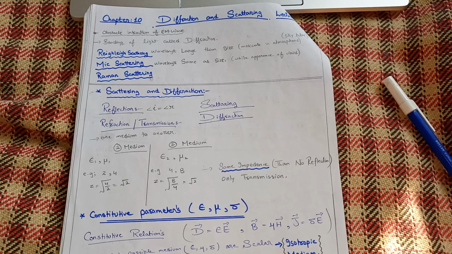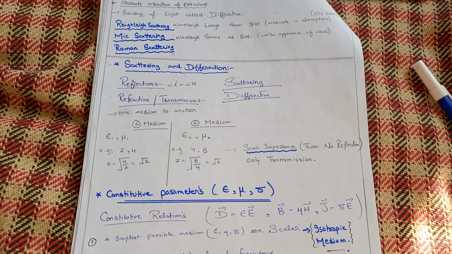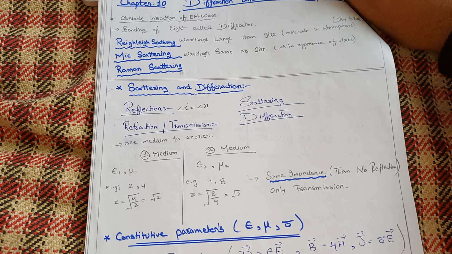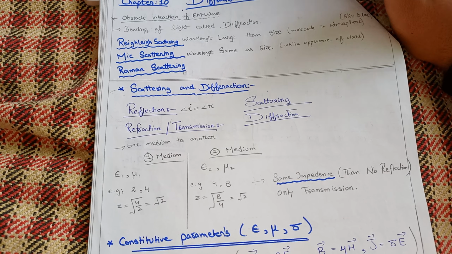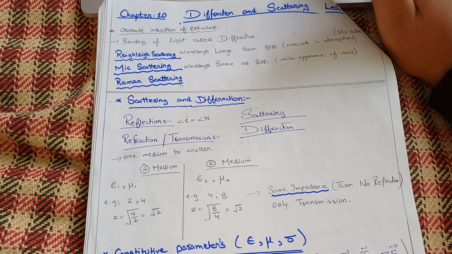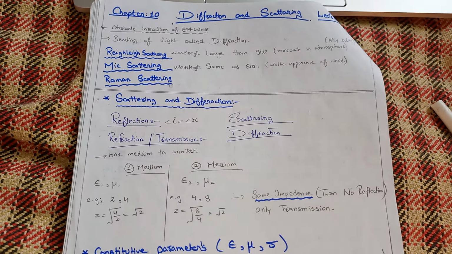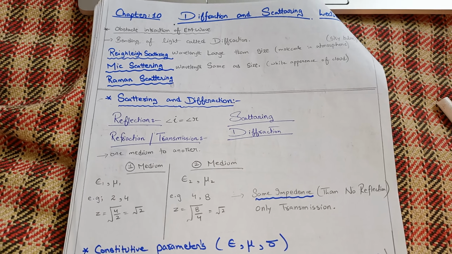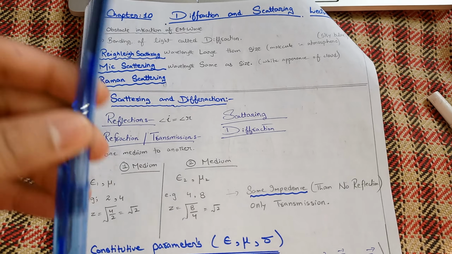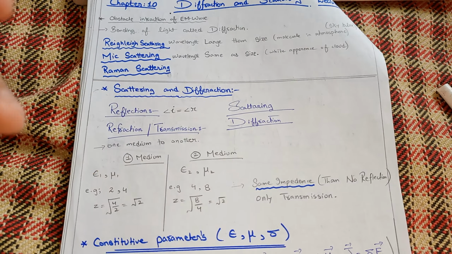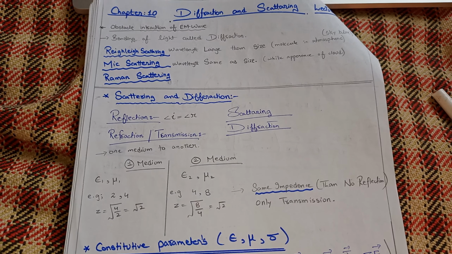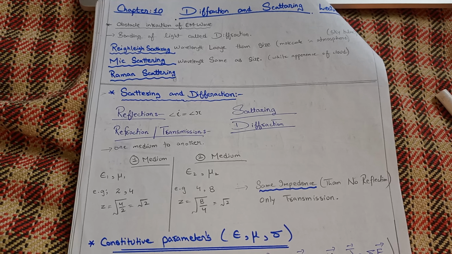We have already started chapter number 10 of our book Jackson, and today we will discuss some shortcomings and some basics of this chapter. If you haven't watched those scattering videos, you can watch them. Today's video is just an introductory video for this chapter. Basically, we are starting chapter number 10 of Jackson, which is diffraction and scattering.